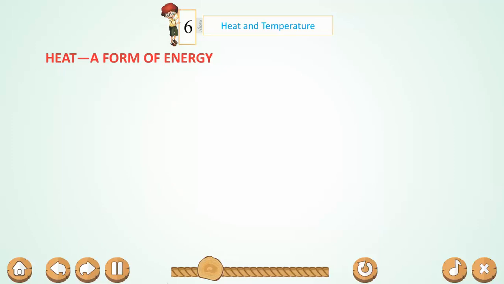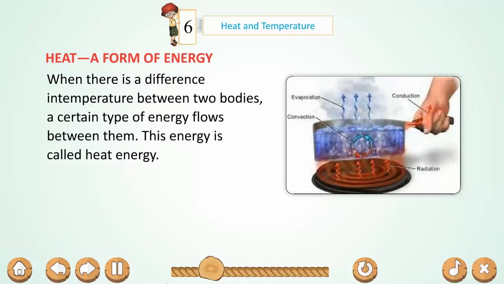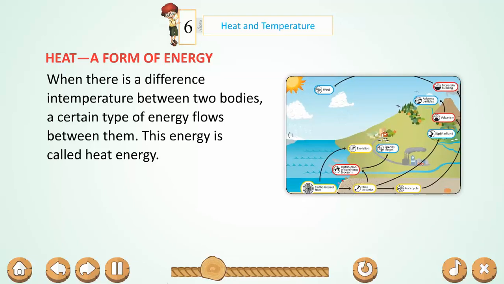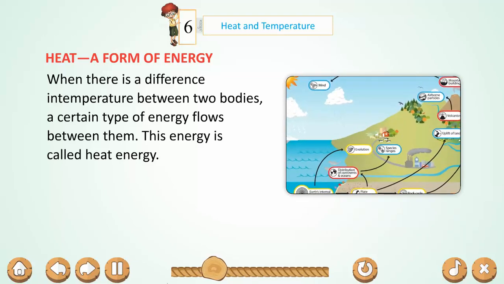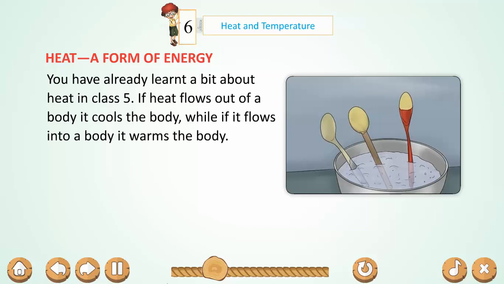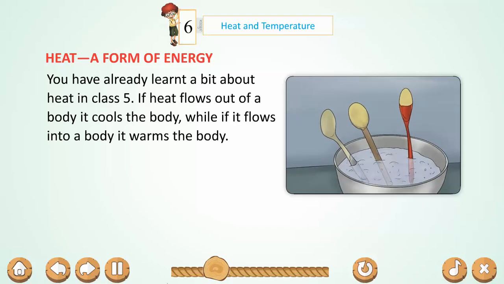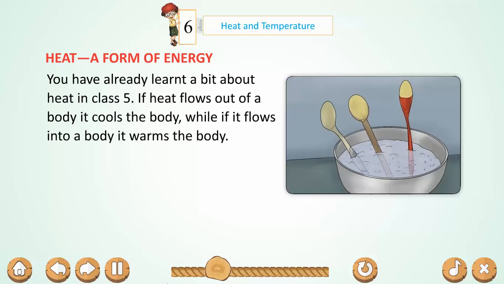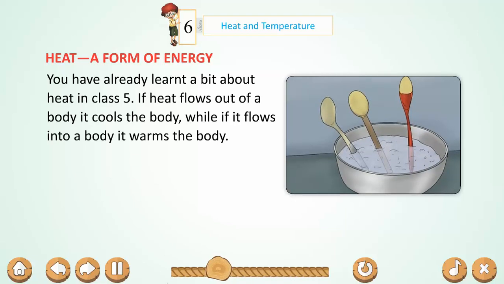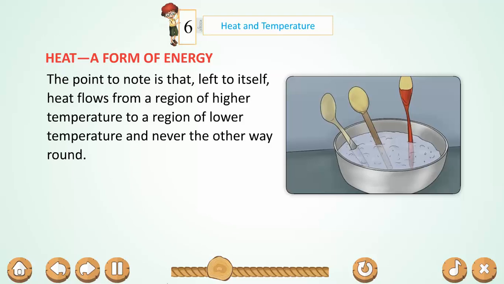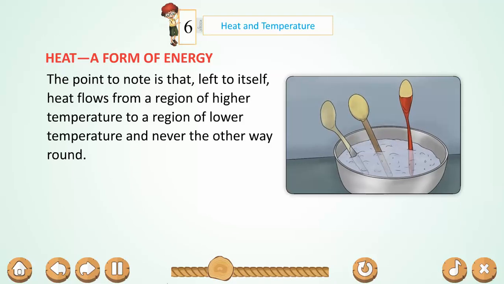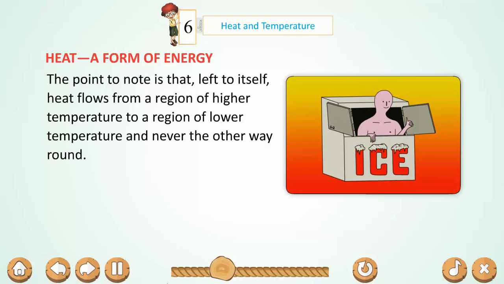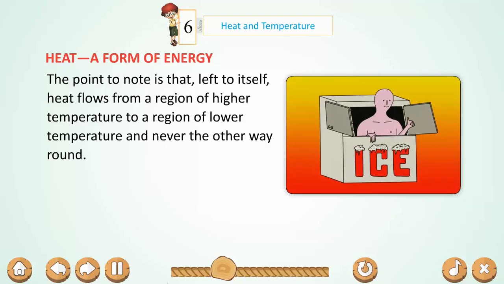Heat, a form of energy. When there is a difference in temperature between two bodies, a certain type of energy flows between them. This energy is called heat energy. You have already learned a bit about heat in class 5. If heat flows out of a body, it cools the body, while if it flows into a body, it warms the body. The point to note is that, left to itself, heat flows from a region of higher temperature to a region of lower temperature and never the other way around.